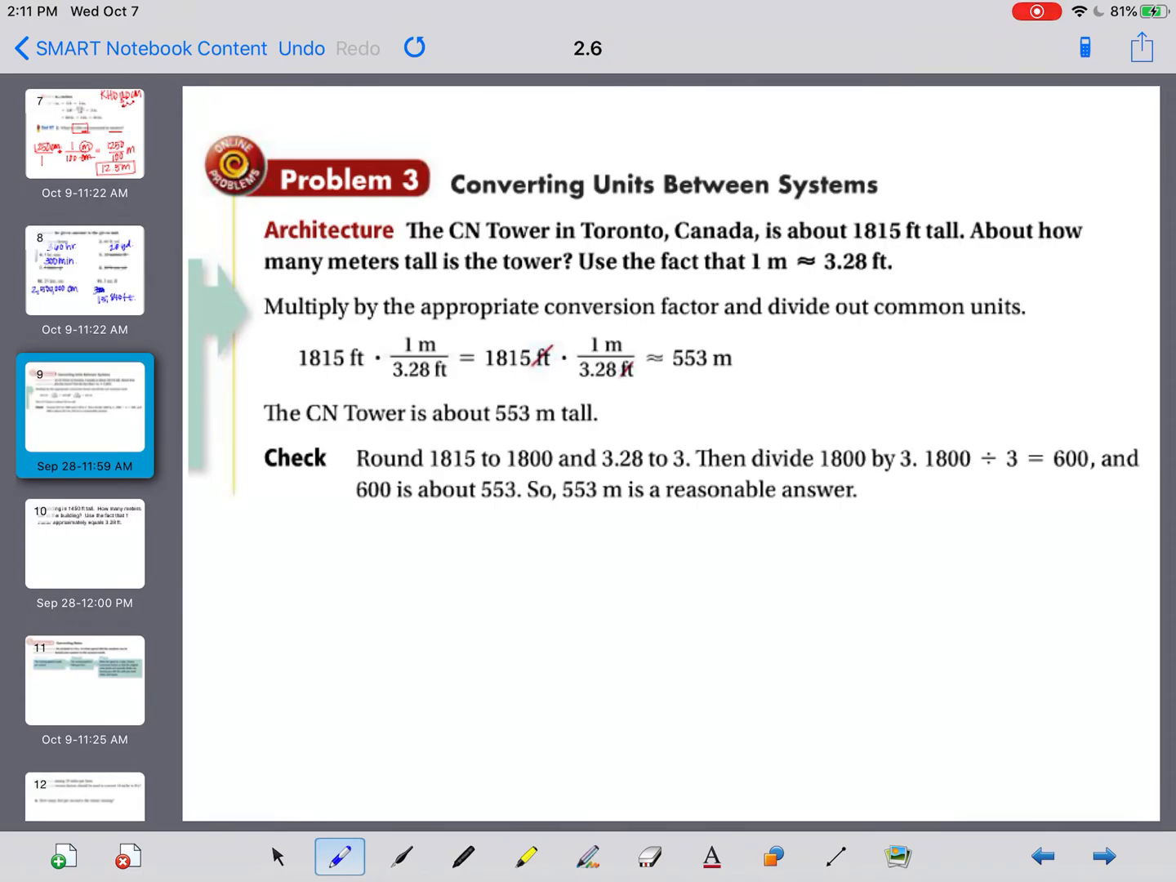Problem 3, converting units between systems again. The CN Tower in Toronto, Canada is about 1,815 feet tall. About how many meters tall is the tower? Use the fact that 1 meter is about 3.28 feet. Okay, so remember, we start with what we know, which is that the tower is about 1,815 feet.